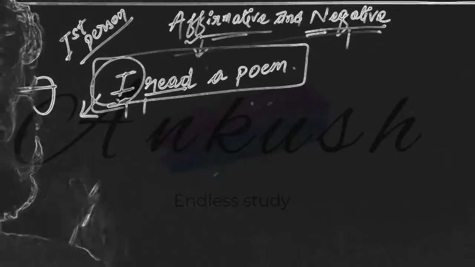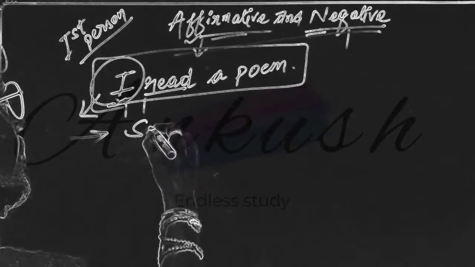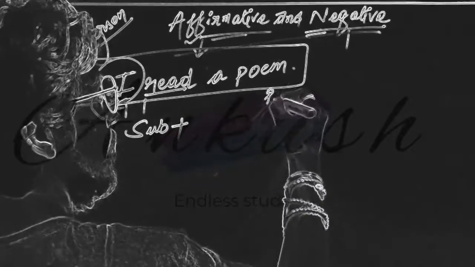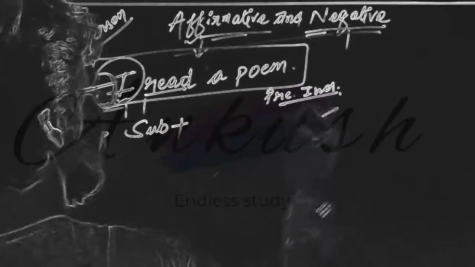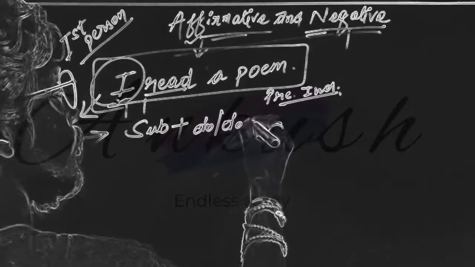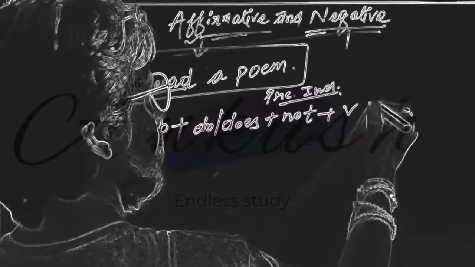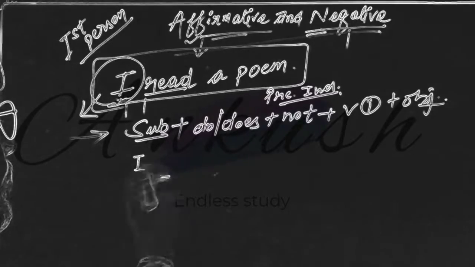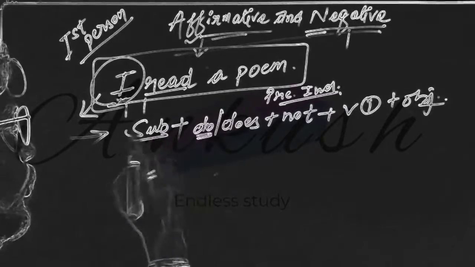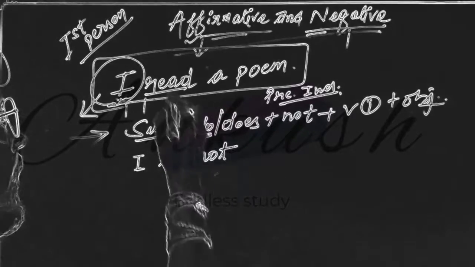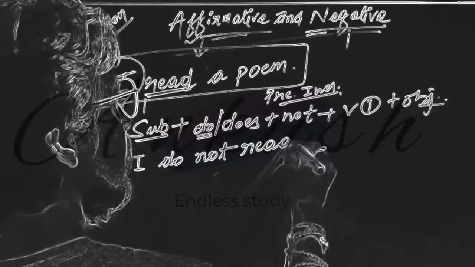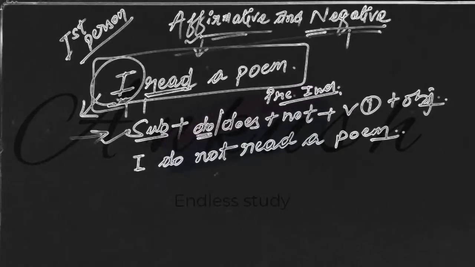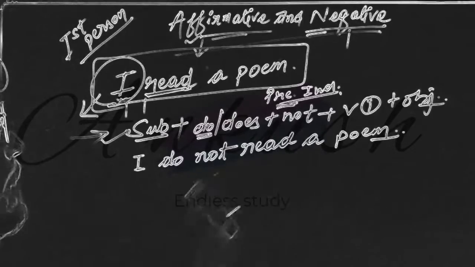Just now I wrote the rule. What was the rule? We will write it again so it may be memorized. The rule for making affirmative to negative in present indefinite is: subject plus do or does plus not plus verb first form plus object. So here our subject is I. And along with I, you will use do. I do not. And after that, verb first form: read a poem. So this was your conversion of affirmative into negative when we treated it as present indefinite.